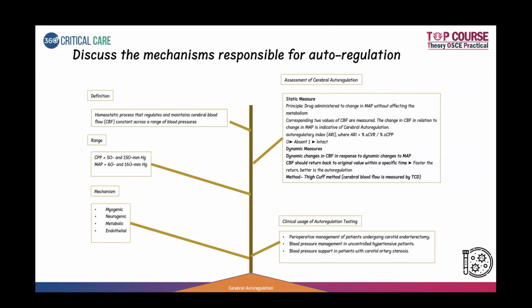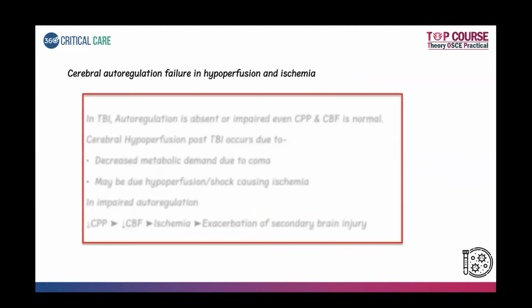So there are different measures to look at. Some centers do cerebral oximetry, some centers do Doppler. All those things can be done, but the static or dynamic measurement of autoregulation, the continuous measurement, is still not in clinical practice as yet, but that can be asked in the exam.